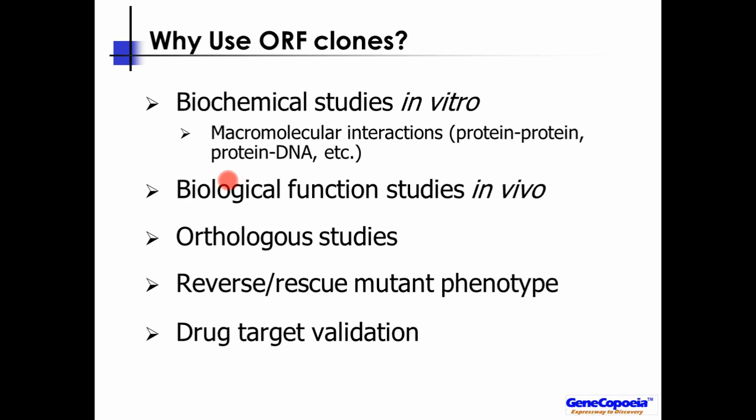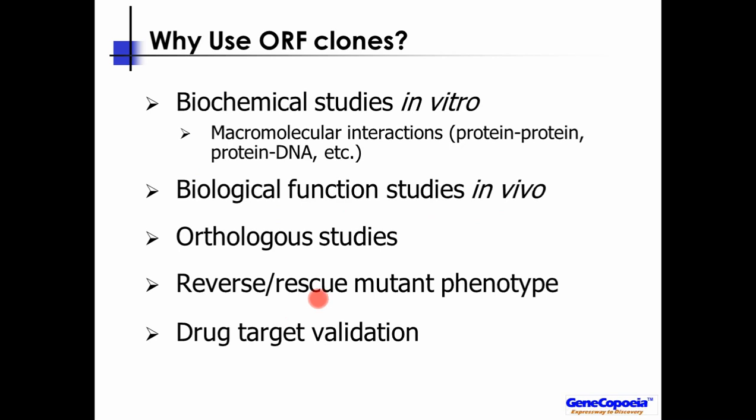Secondly, ORF clones allow you to carry out biological function studies in vivo, so you can study the effect of a protein overexpression, for example, in mice. The third reason is you can carry out orthologous studies. So if you wanted to express a human protein in mouse, for example, or a C. elegans protein in human cultured cells, having ORF clones allows you to do that with ease.